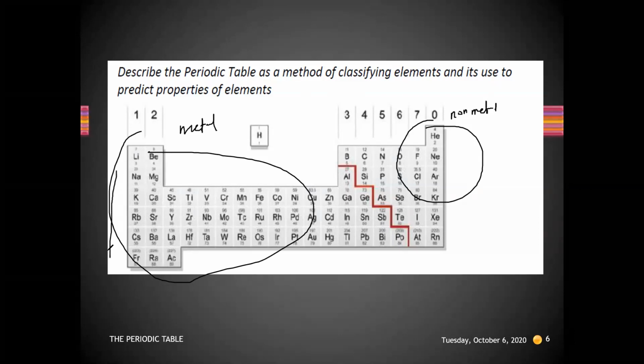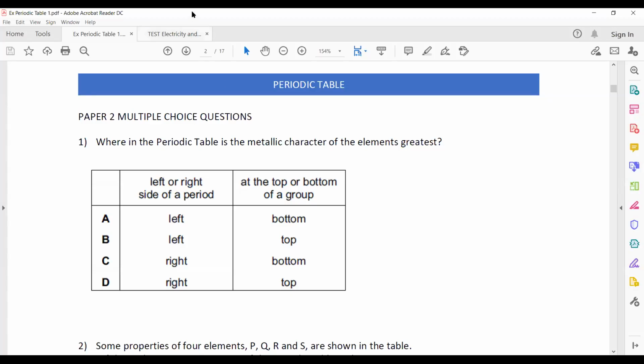As we go down the group, the metals tend to lose electrons easily because their size is getting bigger. So as the size increases, the metal can lose electrons easily, so they're more metallic at the bottom. So options which are given here: left or right of a periodic table, we have more metallic in the left. And top or bottom, we have more metallic at the bottom. That's why A is the right answer.